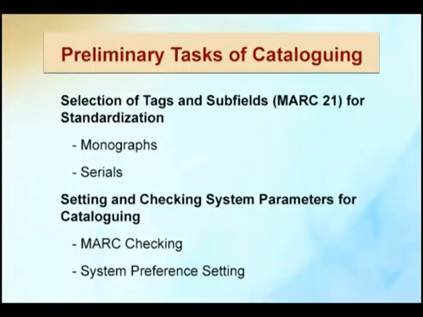Now, when this particular step is over, that selection of tags and subfields from MARC 21 bibliographic format for monographs, you can go on checking different system parameters related to cataloging. Two major system parameters related to cataloging are MARC checking, that means whether you have taken all kinds of fields, whether associated tags are in the same tab or not, that the software will check and it will give you an OK report. The moment you get the OK report, you can trigger the system preference setting to link different kinds of bibliographic record sets with the authority data sets.